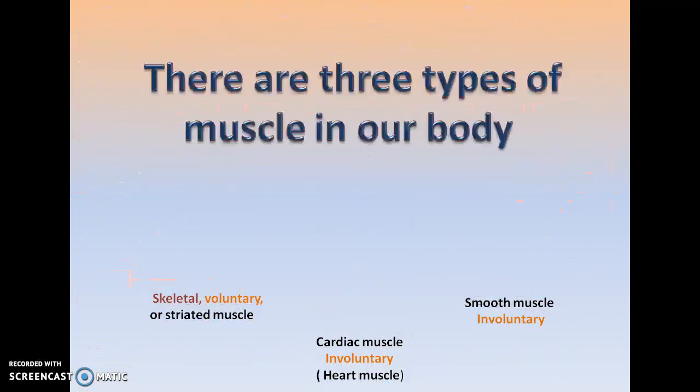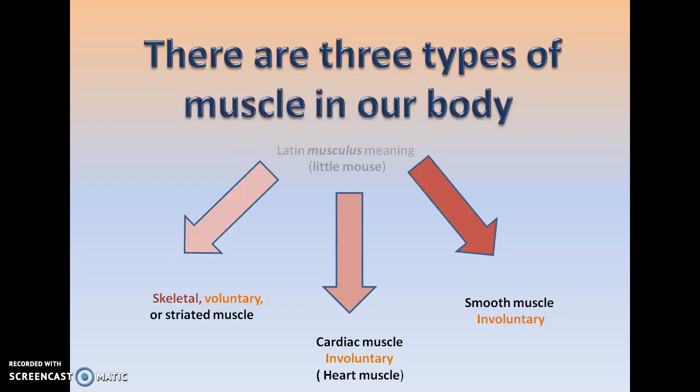So here we have three types of muscles in our body. We have skeletal muscle, cardiac muscle and smooth muscle. And the name of muscle comes from a Latin word, musculus, which means little mouse.